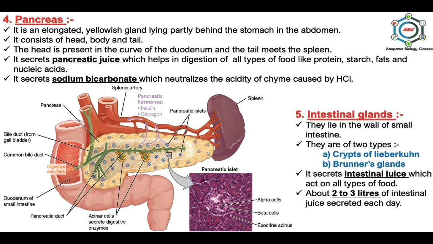Then the intestinal glands, which are present in the wall of the small intestine, are of two types. The first is the crypts of Lieberkuhn, and the second is Brunner's glands. The secretions of these two glands combine to form intestinal juice or succus entericus, which acts on all types of food. About 2 to 3 liters of intestinal juice is secreted each day. So these are the complete digestive glands. Now we come to the topic of the physiology of the digestive system.